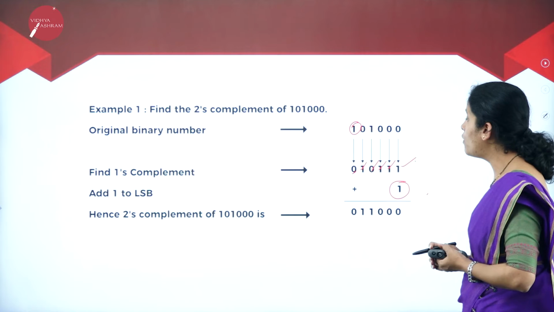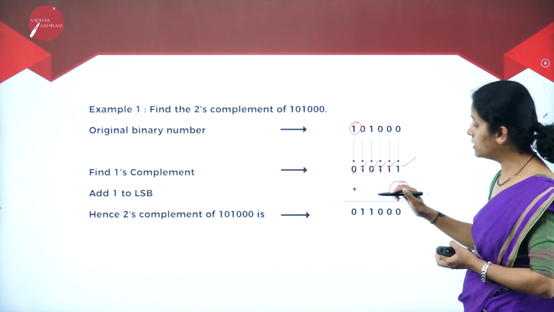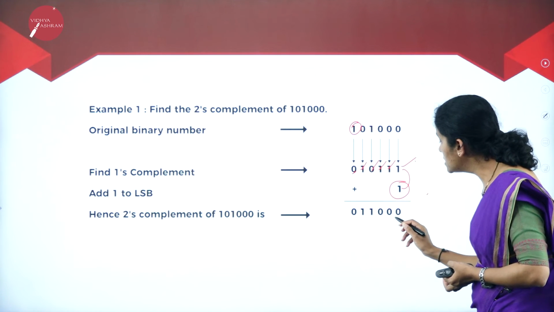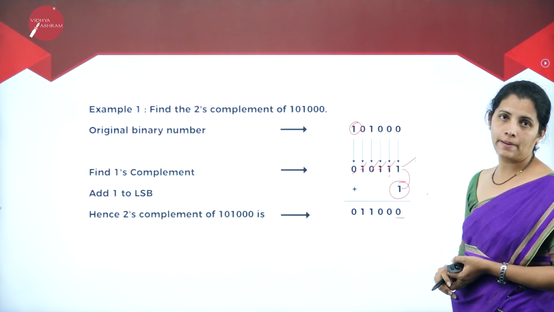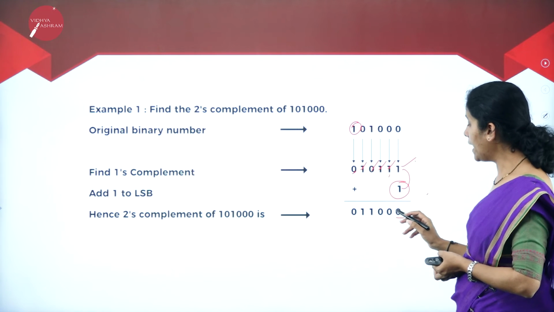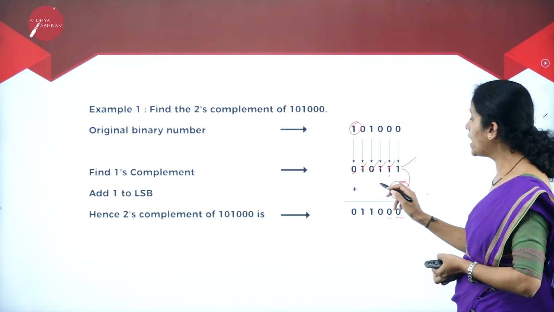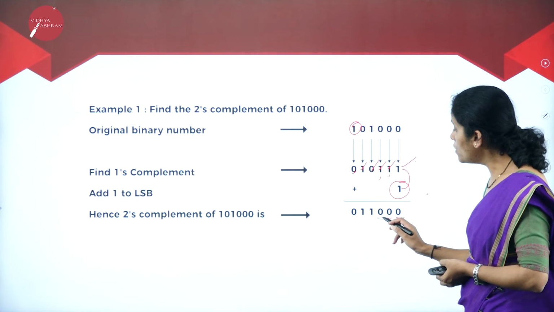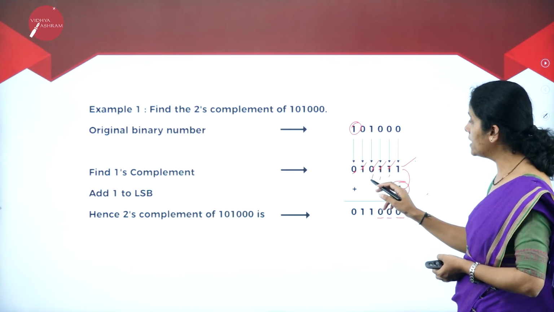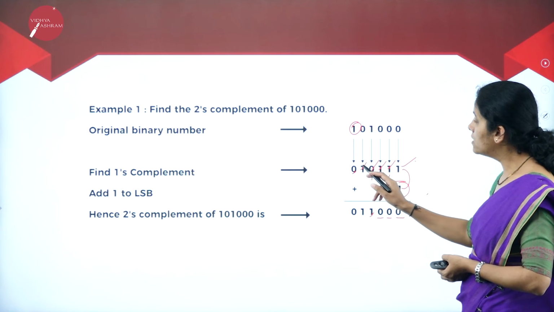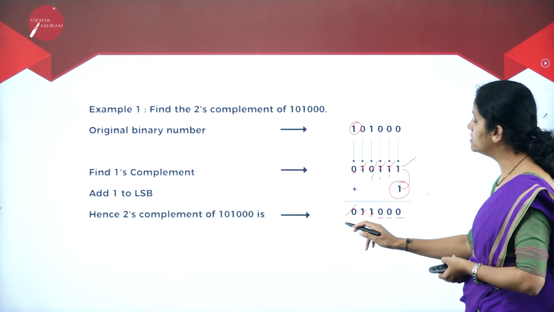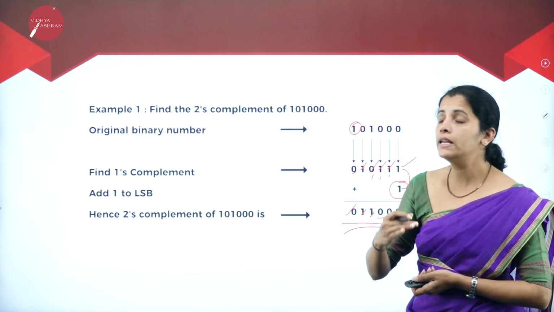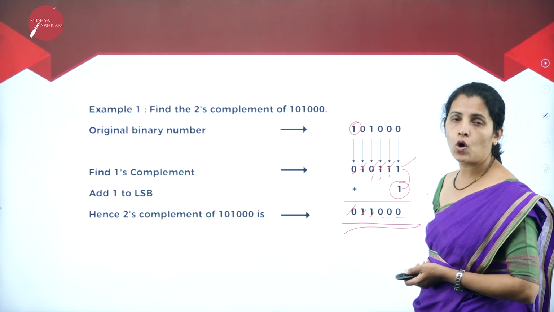Now, I am going to perform the addition operation. 1 plus 1, it is 0 as sum, 1 as carry. So, 1 plus 1, again 0 is sum, 1 is carry. Now, once again it is 1 plus 1, 0 is sum and 1 is carry. So, 1 plus 0, it is 1, I'll write 1 as it is and it is 0. This is the way I can convert any binary number to 2's complement.